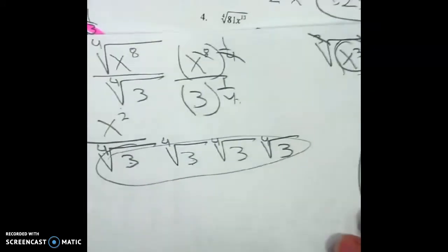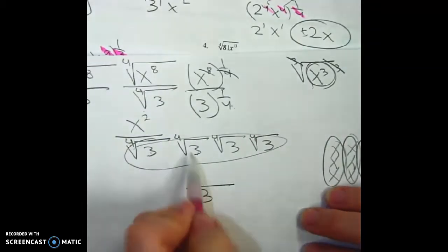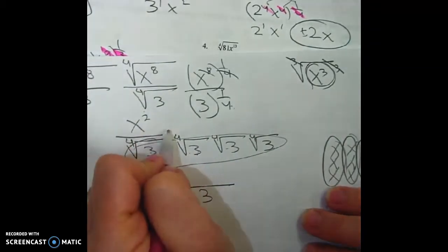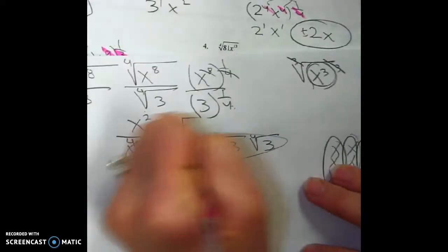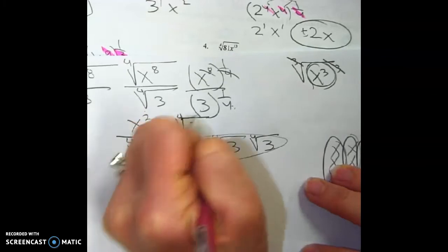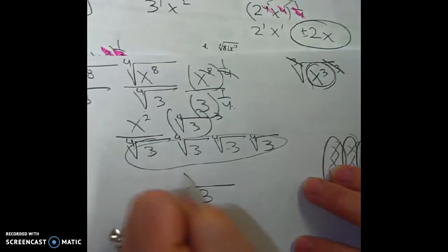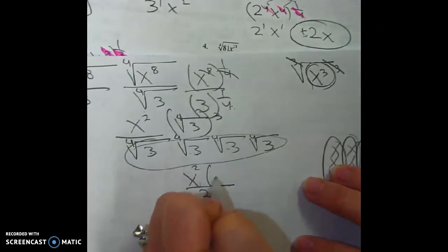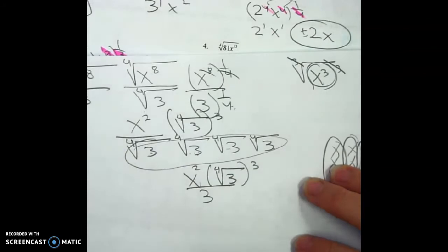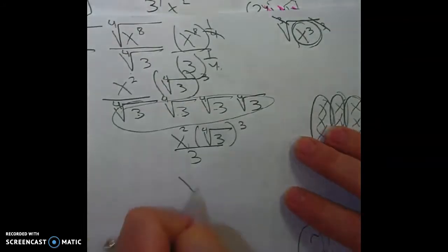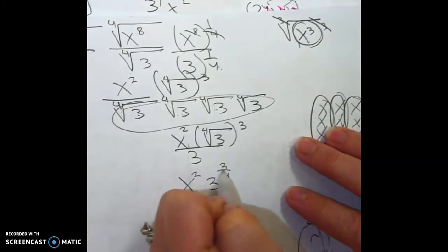Let me zoom that out a little bit. I end up with a 3 in the denominator. But remember, what I do to the bottom, I have to do to the top. I'm not going to write that out because that's ugly, but it's really the 4th root cubed. So that's x squared over the 4th root of 3 cubed, or I will accept x squared over 3 to the 3/4.